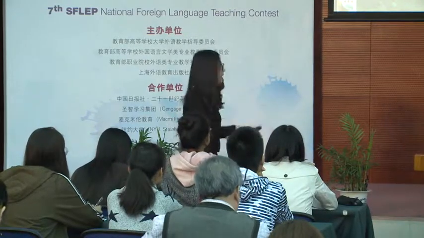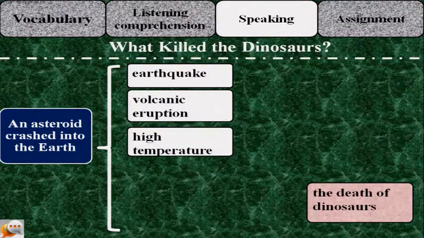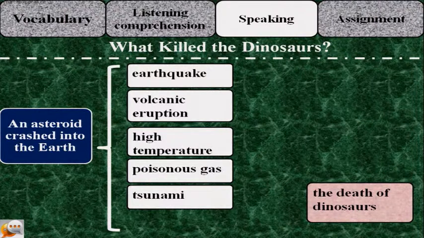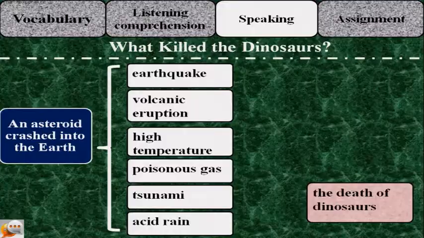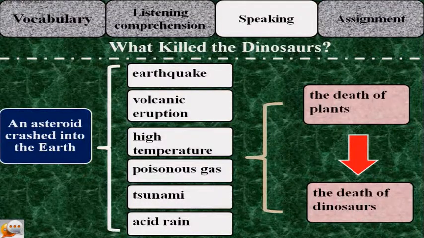And I'm sure that you may have some other ideas. Now let's see what I got here. So volcanic eruption. Just now I heard you say volcanic eruption. Okay, and high temperature because of the volcanoes. Okay, and probably also poisonous gas and tsunami when the earthquake happened under the sea, right? And also acid rain. All of this can lead to the death of plants and then the death of plant-eating dinosaurs. And in the end, the death of meat-eating dinosaurs.